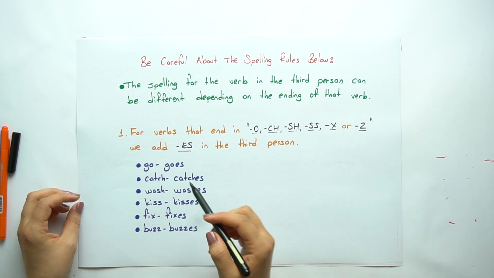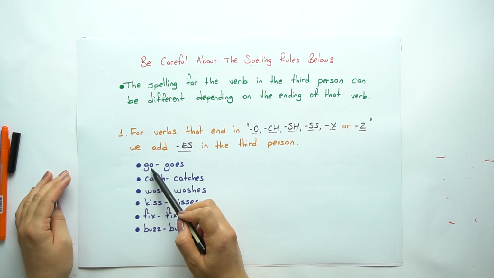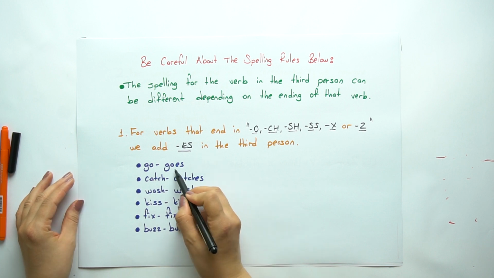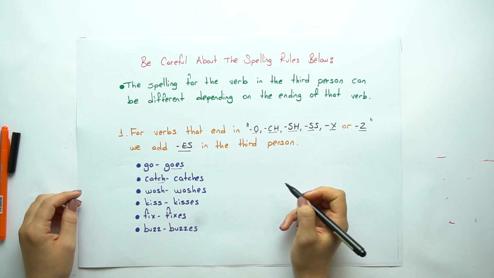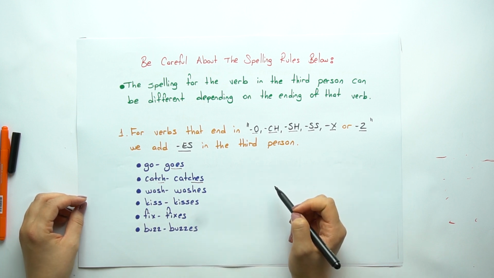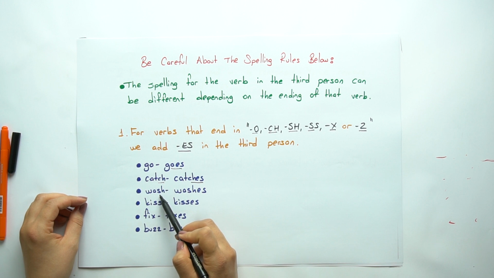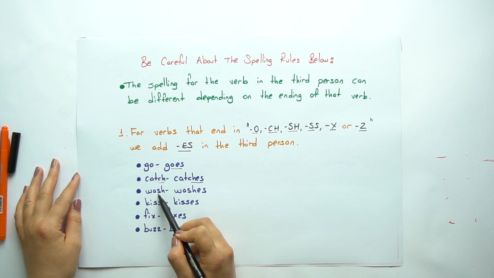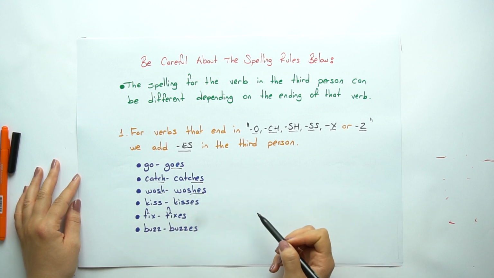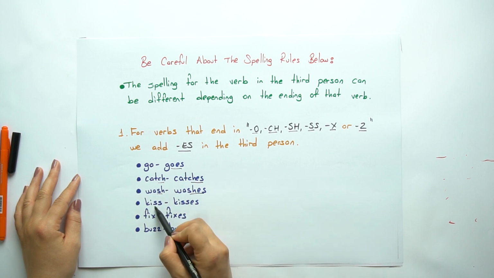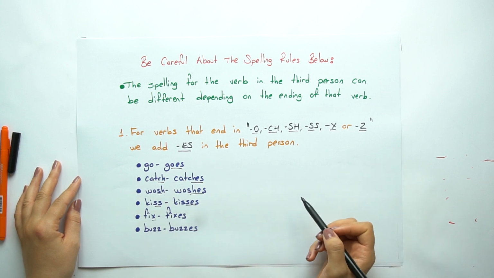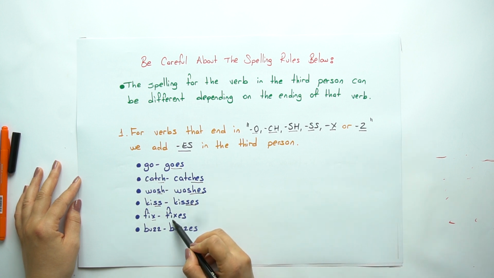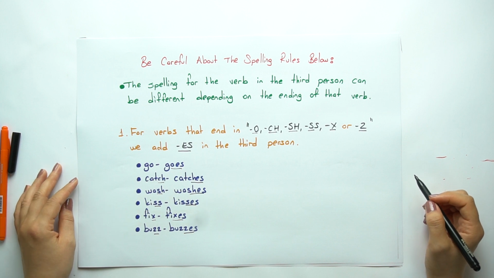Let's have a look at the examples. First one, go. As you can see, look at the ending of the verb. It ends with O, so we say goes. Second one is catch. Look at the ending of the verb. It's CH, so we say catches. Third one is wash. Again, look at the ending of the verb. Wash, it ends with S and H, so we say washes. Next one is kiss. It ends with an S, so we say kisses. Other one is fix. As you can see, it ends with an X, so we say fixes. Last one is buzz. We say buzzes.